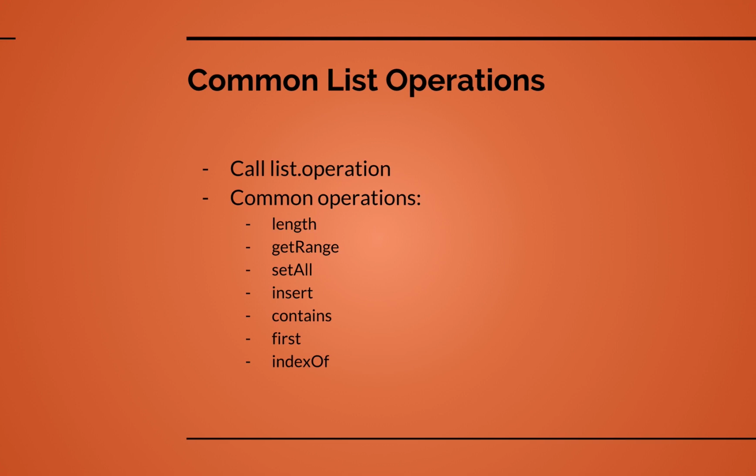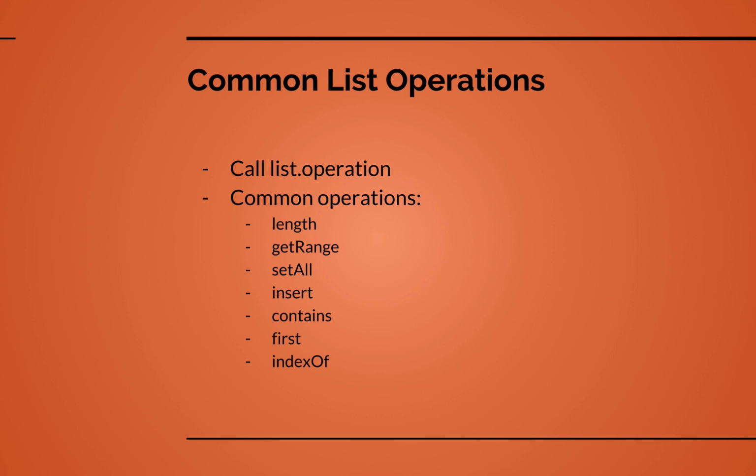So here's just some really common ones I find myself using on a day-to-day basis. We can get the length of a list. That's a very useful one. We can get the range, which is just going to get us a small subset of a list. We can set all. That allows us to change multiple elements within a list. We can insert elements at a specific index. We can return true or false as to whether or not a list contains a value. We can get the very first or very last element of a list by calling first or last.